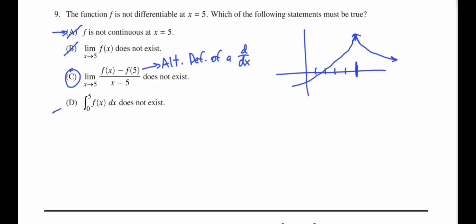What about D? The integral from 0 to 5 of f of x does not exist. Not necessarily, because we can compute the integral, like the area below the curve from 0 through 5 for this function. So it's not necessary that D would be true just because the function is not differentiable at x equals 5. So 9 should be C.